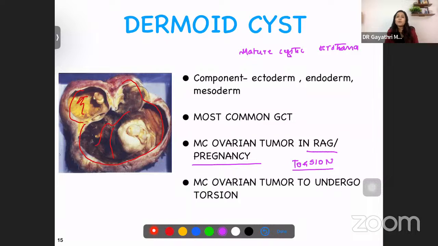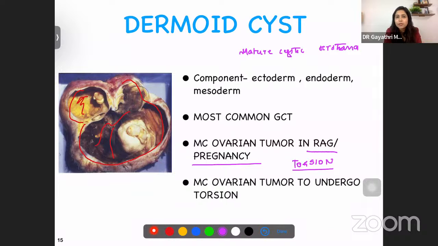So yes, it's the most common tumor to undergo torsion as well. Usually they are benign. Very rarely, only in 10% of the cases, they can have malignant transformation. And the malignant variety, usually the malignancy arises from a protuberance. It is known as Rokitansky protuberance.